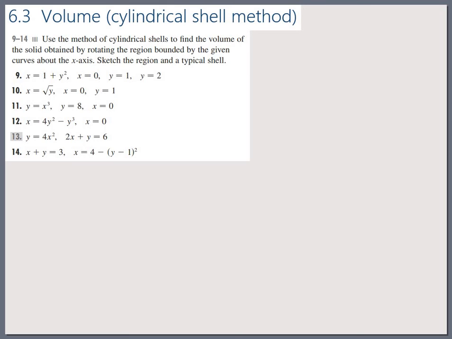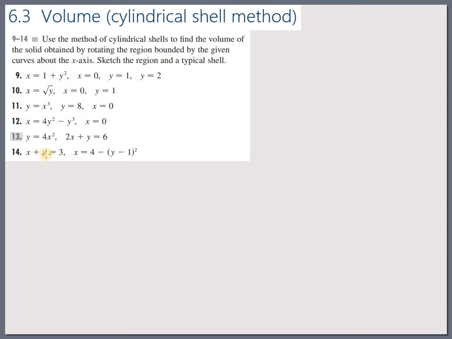Okay, let's take a look at a typical example. I thought maybe number 14 from the homework would be a good one to look at. So the instructions here say use the method of cylindrical shells, and we'll rotate around the x-axis. They want you to sketch the region and a typical shell.